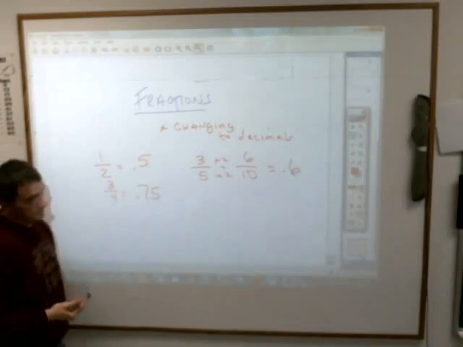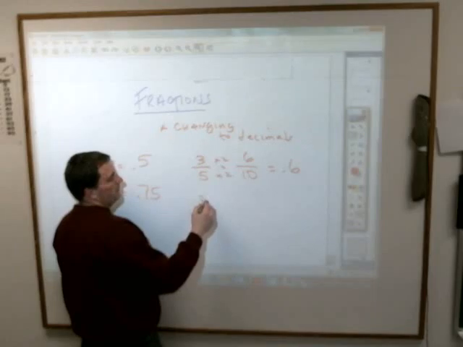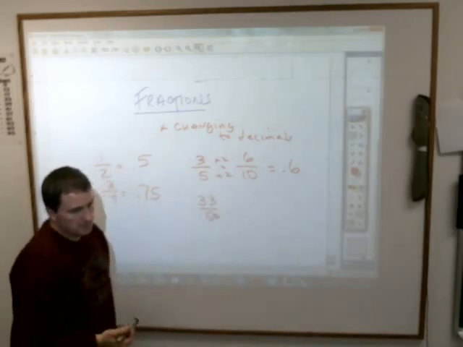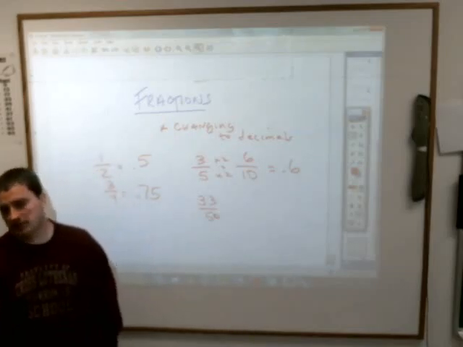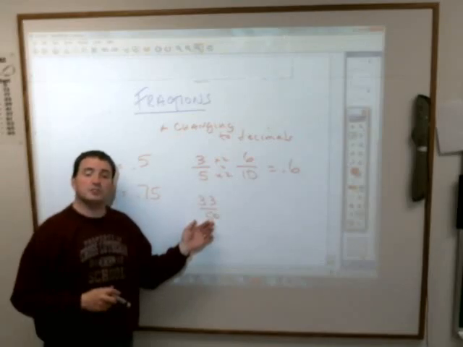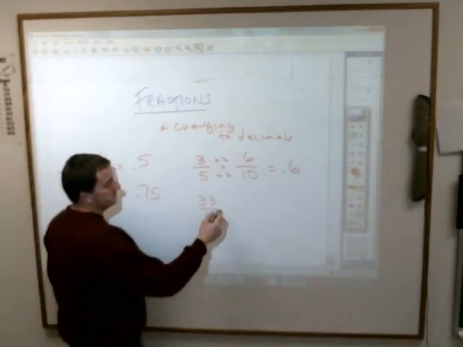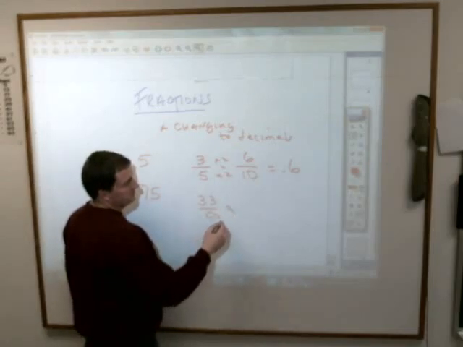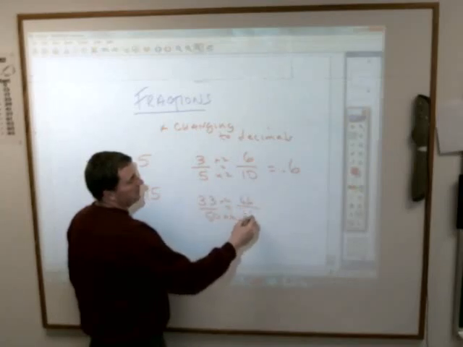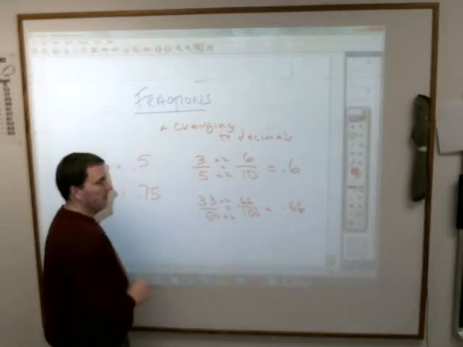Or if you had something like 33/50. Again, the decimal system is based on tens, hundreds, thousands. If I can get the bottom of this fraction into 100 or 1,000, I can write the decimal. Can I do that with this one, Jacob? Yeah. What do I have to do to it? Double it again, and I get 66/100, which is 66 hundredths.